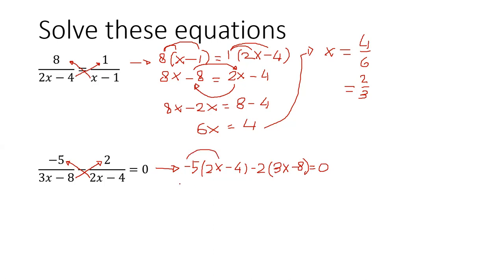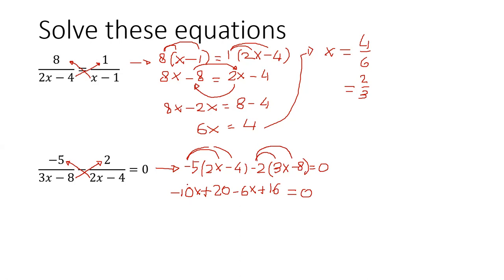Negative 5 times 2x, negative 10x. Negative 5 times negative 4, plus 20. Negative 2 times 3x, negative 6x. Negative 2 times negative 8, plus 16, equal 0.